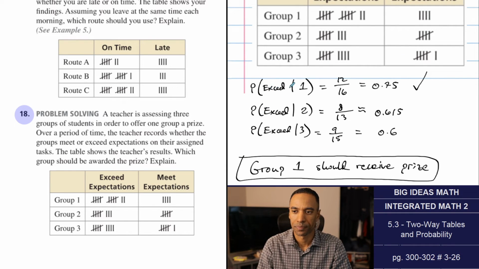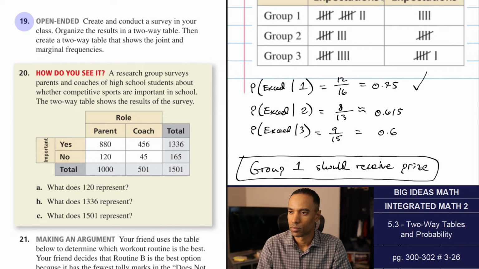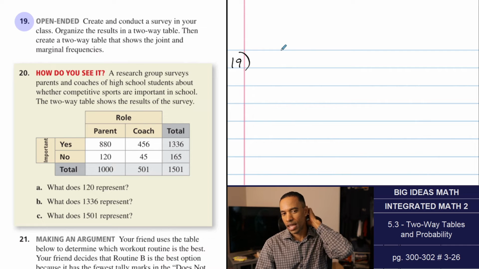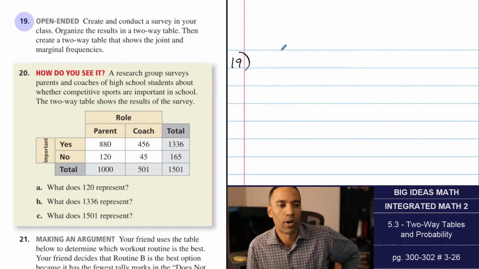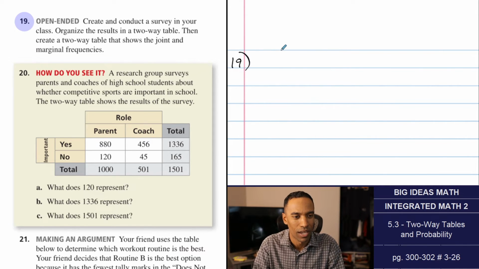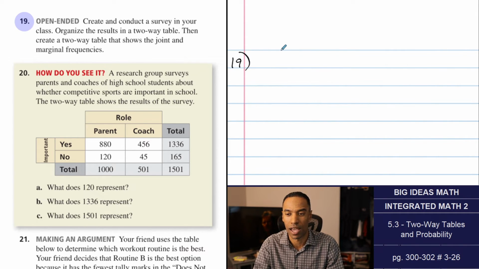Okay, cool. Let's move to number 19. Open-ended. Create and conduct a survey in your class. Organize the results in a two-way table. Then create a two-way table that shows the joint and marginal frequencies. I can't do that here. I can give you the idea of what you can do, and you can try it for yourself.